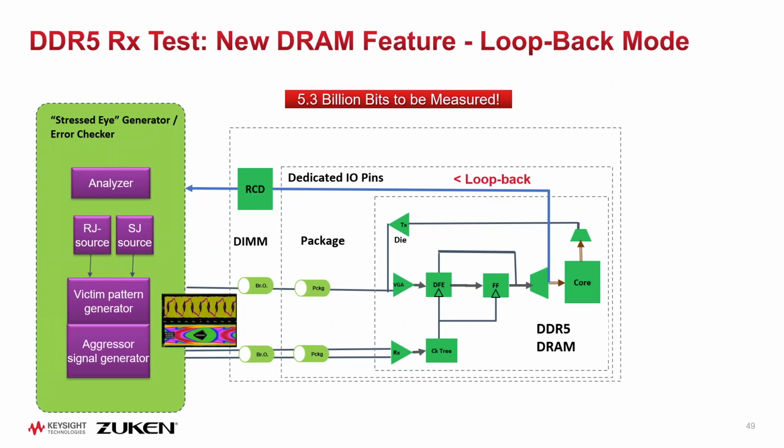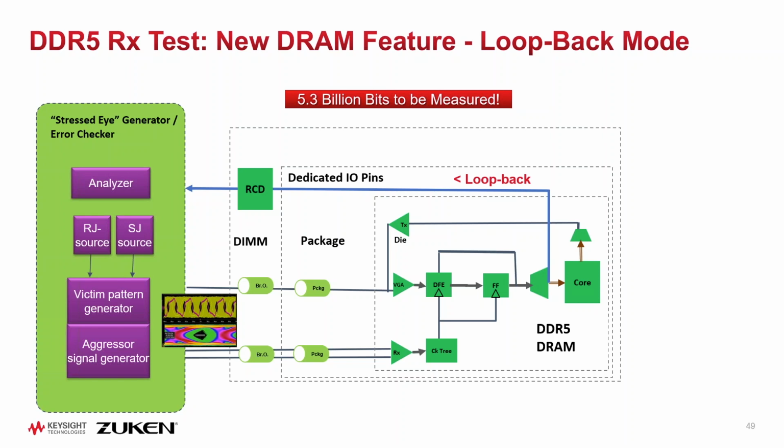Okay, so this is the case of receive test. And the idea is that we would use a stress die generator. So in this case, it's a loopback bit error rate tester, where on the arbitrary waveform generator, we have the ability to input a cocktail of random jitter, sinusoidal jitter, and aggressive signals as crosstalk, such that we can create a stressed eye. The stressed eye is defined in the specification, and it's in the draft spec now, and that would then be input into the device under test. So through the system, the DIMM, the package, and into the die.